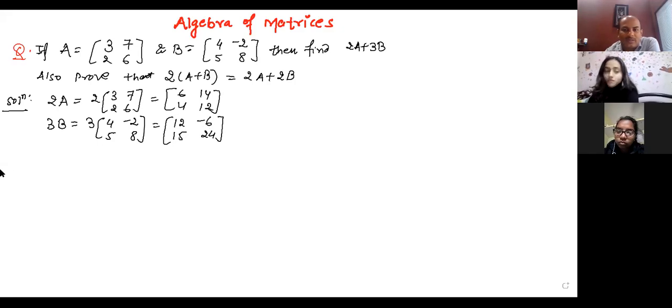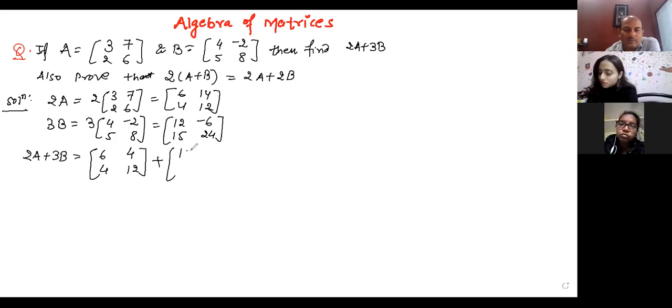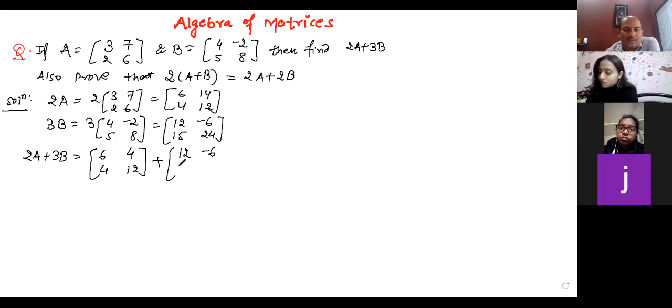Now I have to find the sum of 2A plus 3B. So in the first two steps, I have used the concept of multiplication of a matrix by a scalar quantity. Next, I am taking the sum of the two matrices. So it is 6, 14, 4, 12, and 12, minus 6, 15 and 24.